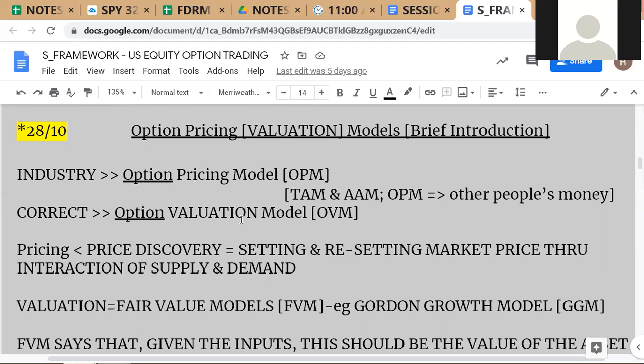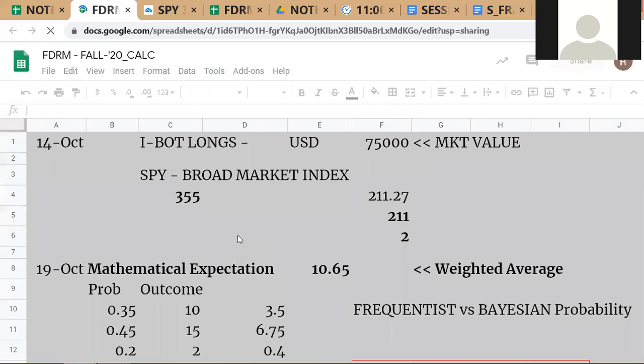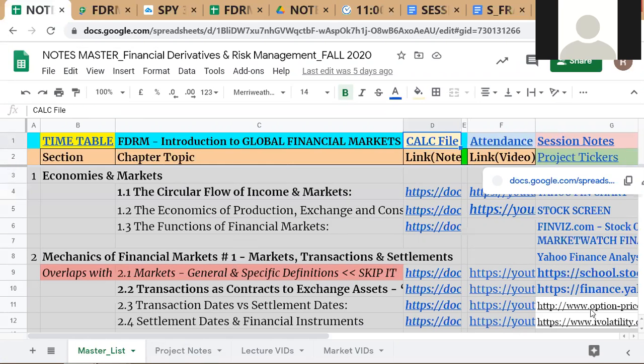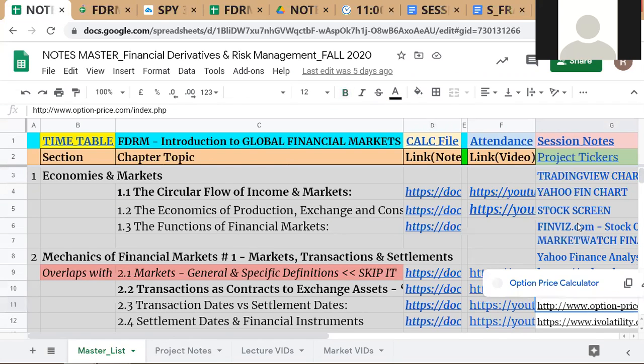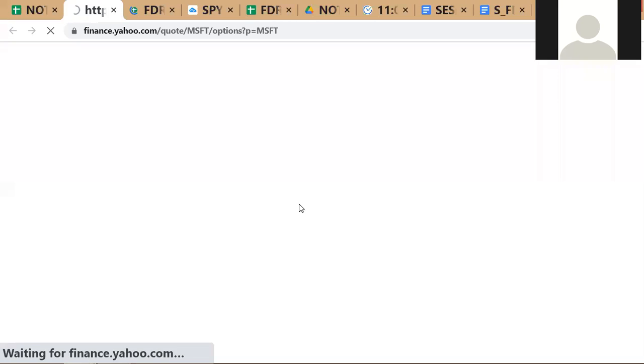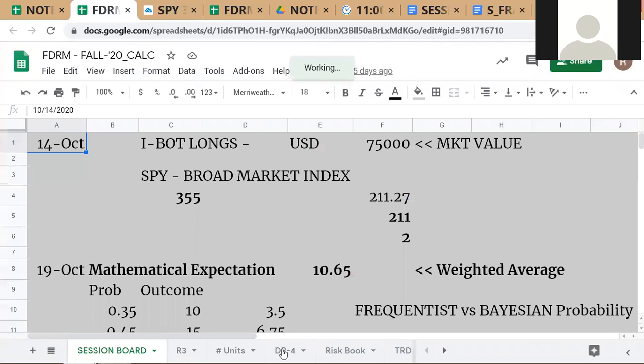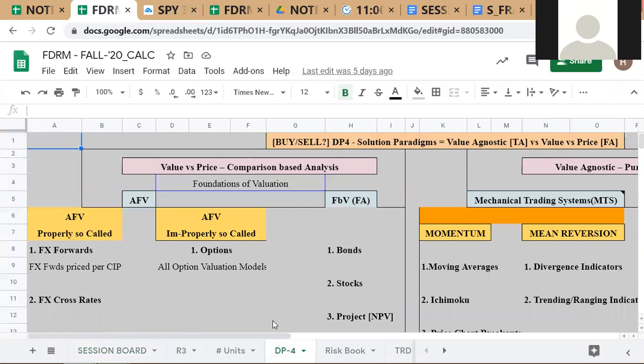So if you go back to your, if we go to the calc file here, I would like to open maybe an options file as well. My volatility. I would like to open some Microsoft options as well. Okay, let's leave that because there will be streaming ads on that web page. Okay, so where are we here? Yeah, so we were discussing price versus value.